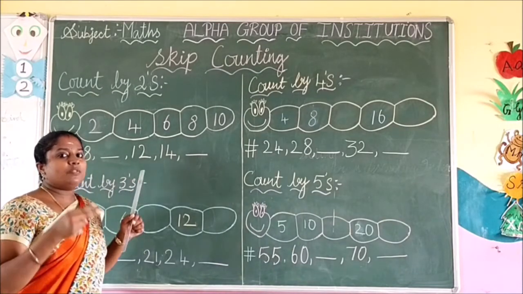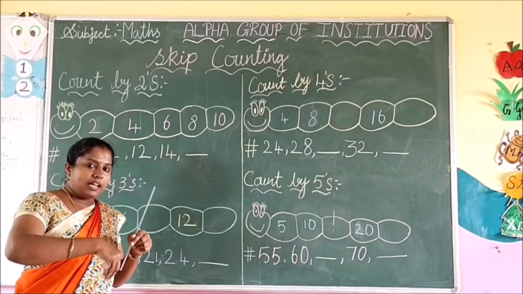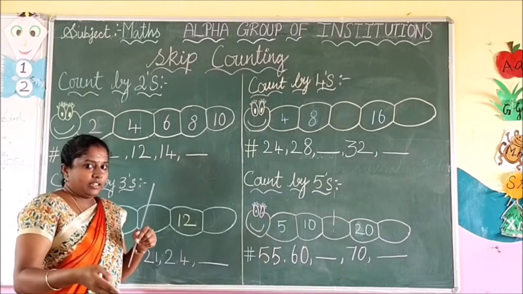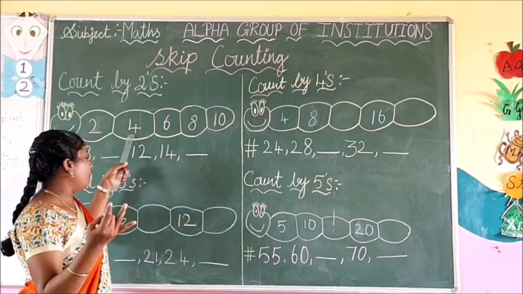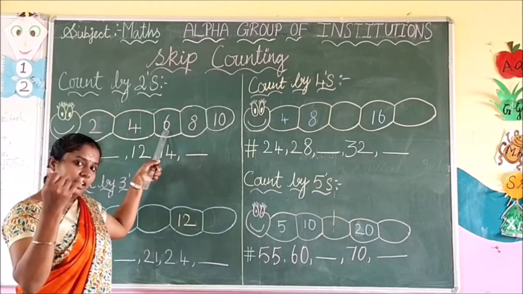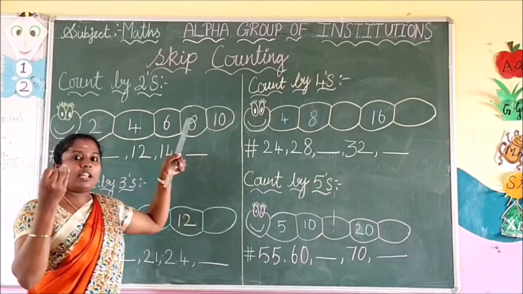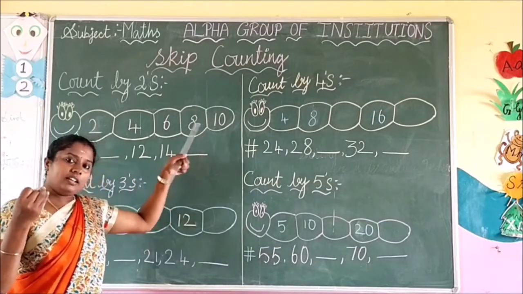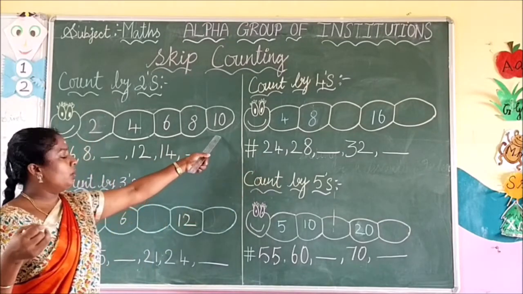Skip count by 2 means we leave 2 numbers, that is, by adding 2 or leaving the 2 numbers and writing the next number. So after 2, 3, 4. After 6, 7, 8. After 8, 9, 10. Like this it goes on. Yes, they have filled up to 10.